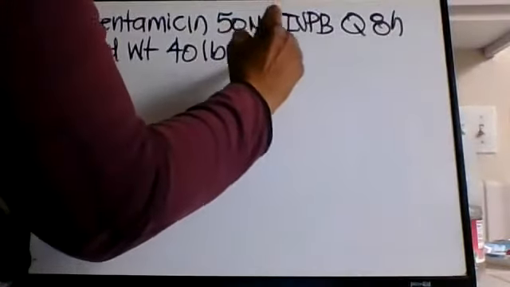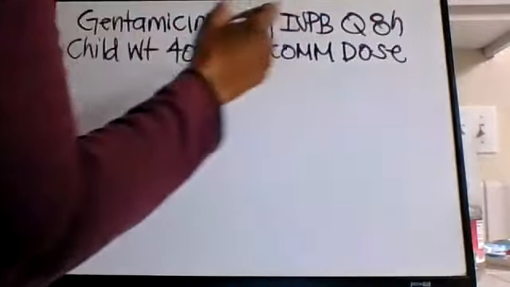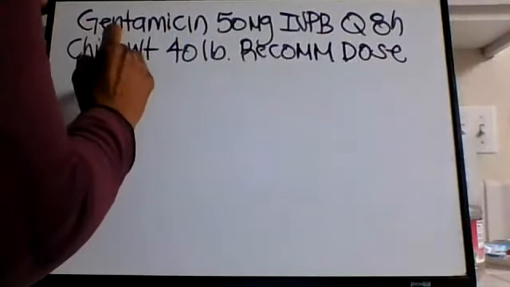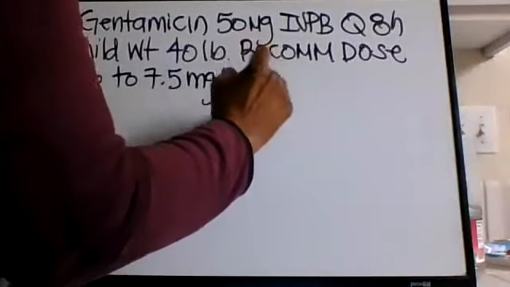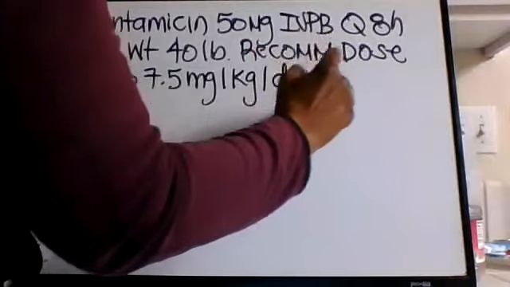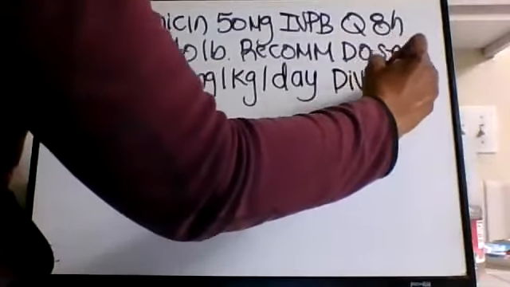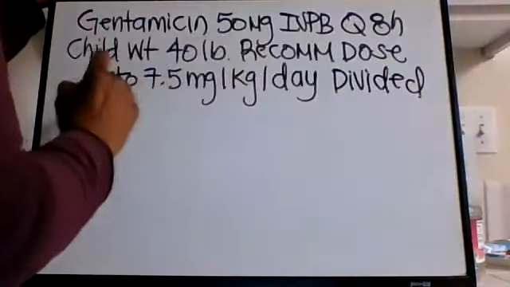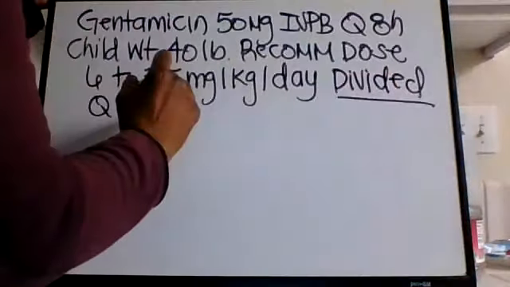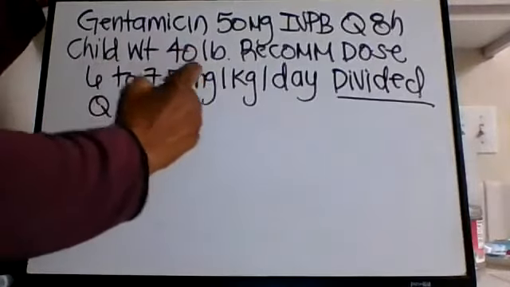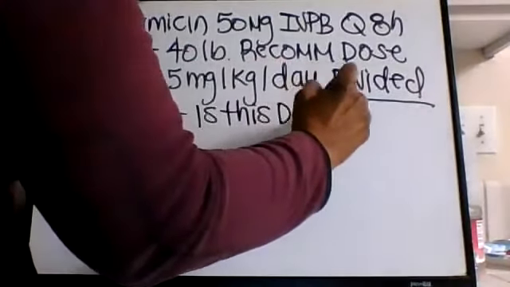The recommended dose is 6 to 7.5 milligrams per kilogram per day, or they can say per 24-hour period, divided every 8 hours. So this is going to be very important, every 8 hours, okay? So is this dose safe?